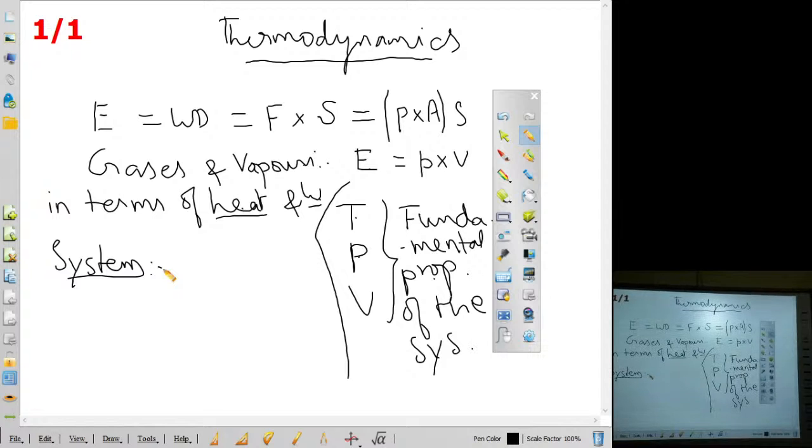So if you don't have an idea about system, surroundings, properties and so on, that's all, man, you are finished, gone. Okay. So now let us try to understand all about a system. Reference to any space, a matter or a group of matter. You have to speak about a space, otherwise you have to speak about some matter.